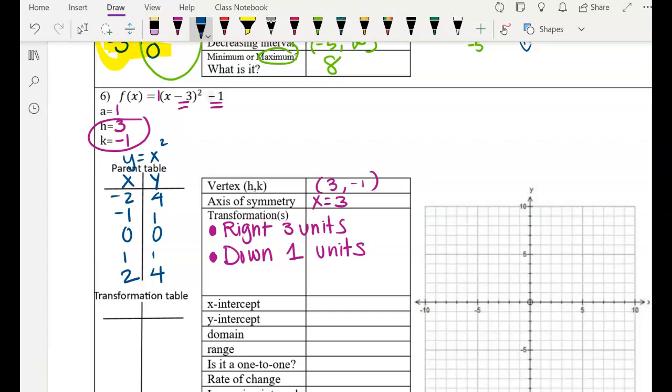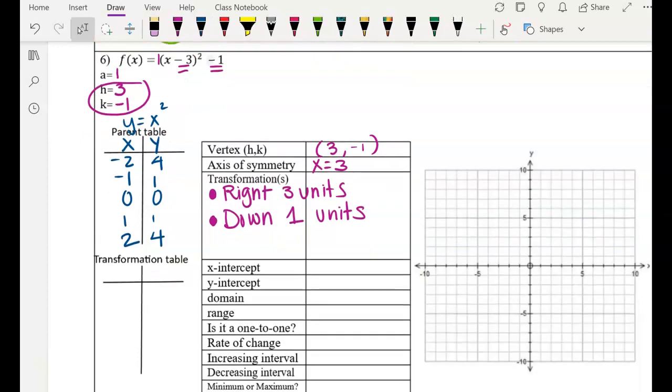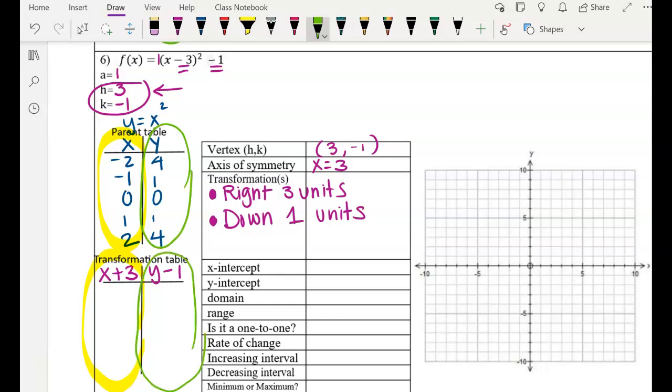And then transformation, a right, that's a horizontal change, guys. So what we're going to do, we're going to move the x value. Right means I'm going to add 3, and also h is 3. Now down means a vertical change, so y will minus 1, okay? So take all of the x's and add 3, just like that. And then take all the y's and minus 1, just like that.